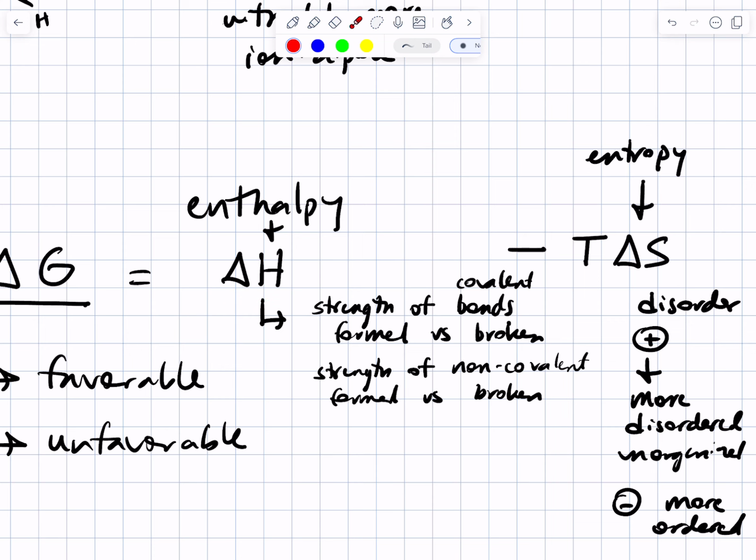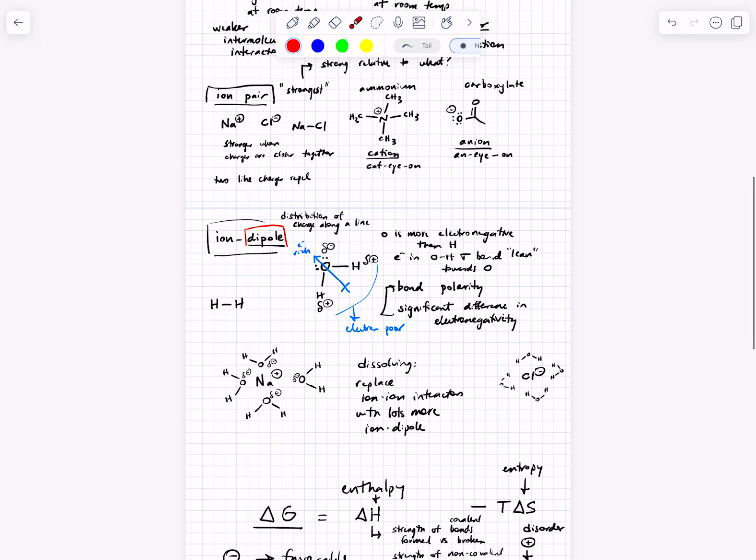The first question is, are the interactions you form as strong as the interaction you broke? And if we're ballparking it here, I would say the ion pair interaction between two ions is strong, and an individual ion dipole interaction is weaker, but each sodium ion has many ion dipole interactions, and each chloride has many ion dipole interactions. So probably the strength of the interactions you form upon dissolving are a little bit stronger than the interactions that you broke. So probably enthalpy is negative or favorable there.